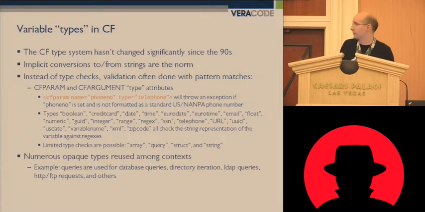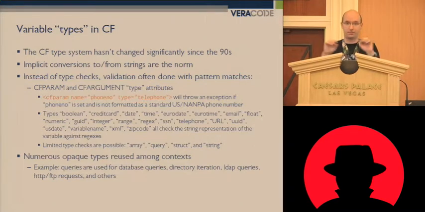So if you say, I want it to be of type telephone, it'll try to parse that as a US NANPA phone number, so like 10 digits optionally formatted with dashes. And if it doesn't, then it throws an exception. They have all sorts of things for this. There's a Boolean one, there's a credit card one, there's various date and time ones. There's a social security number one. Basically it's to make it as easy as possible for people to just input whatever and not have to think too hard about things.